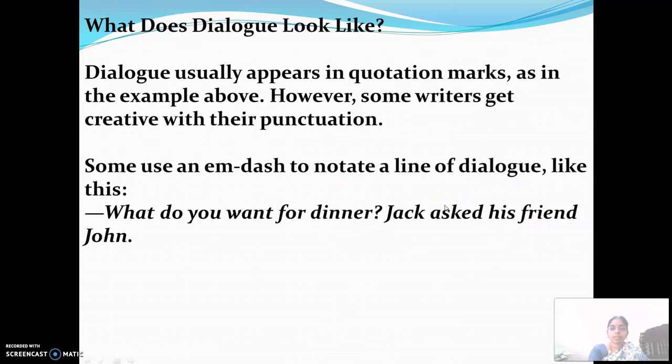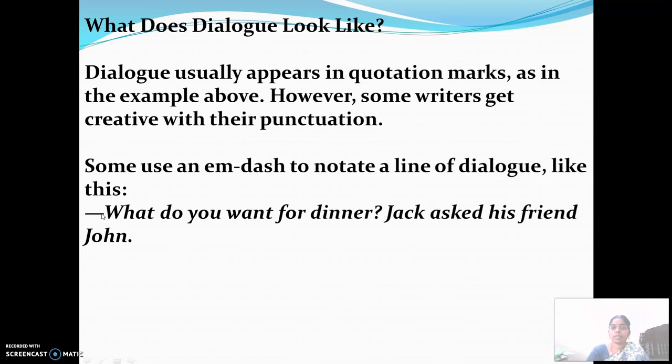But some writers get creative with their punctuation. See how creative you are. The same way the authors also will be creative. Some use an em dash. You want to know what is an em dash? See here, a big small dash is there, isn't it? It's not a hyphen, it's like two or three underscores merged together. Right? This is what an em dash is.